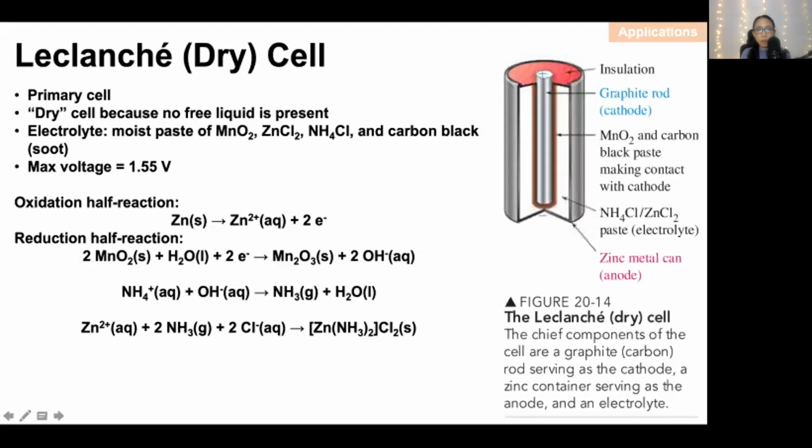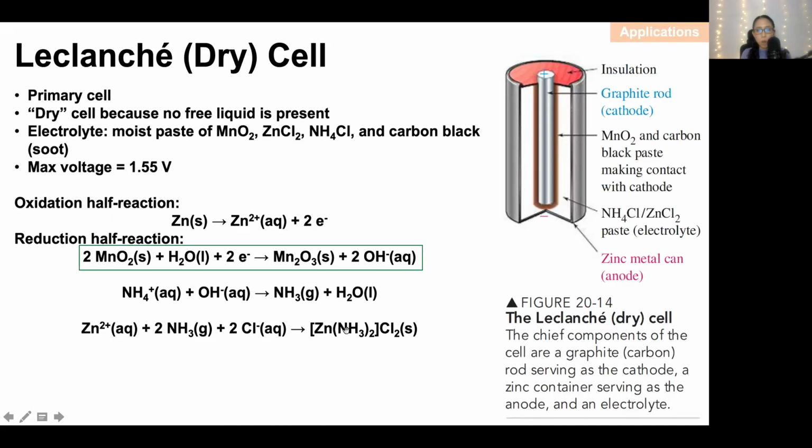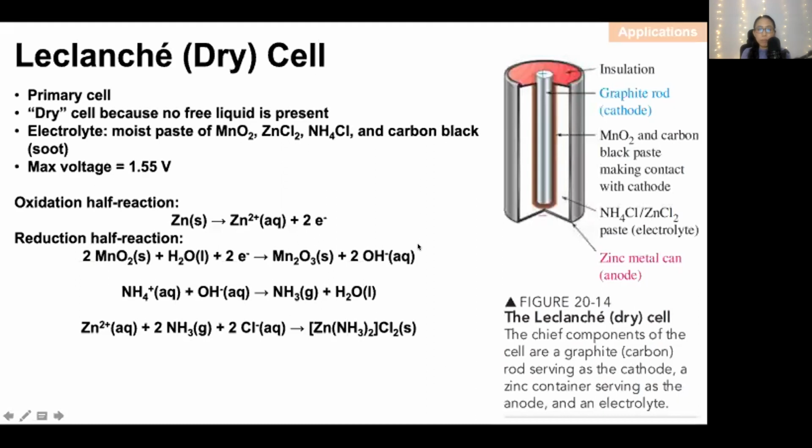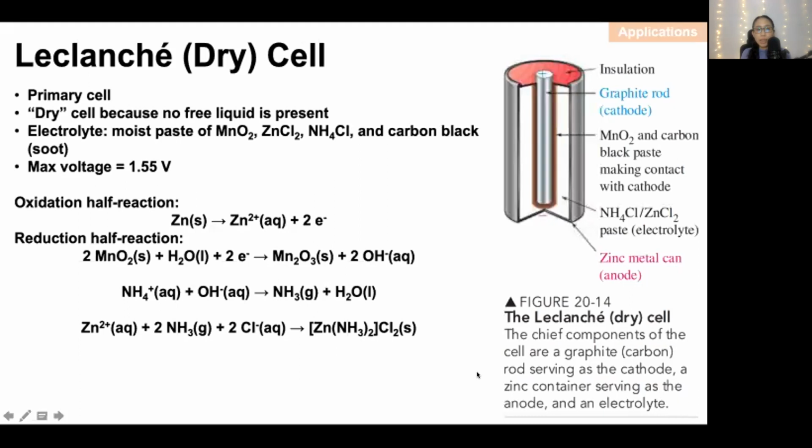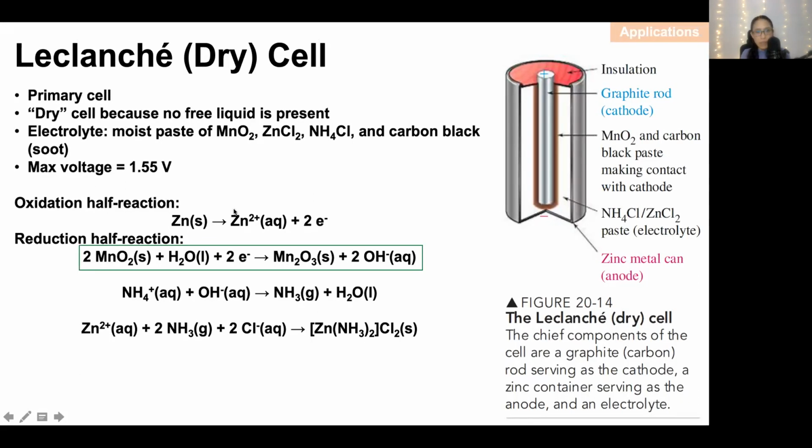However, another problem arising from this one is that the electrolyte medium is actually acidic. So aside from the buildup of ammonia gas, this paste is acidic. It's because you have ammonium chloride. So because of the acidity, the zinc metal can actually react with the acid, as we have seen, right? Most metals react with acid. And this also adds to the decreased efficiency of this dry cell.